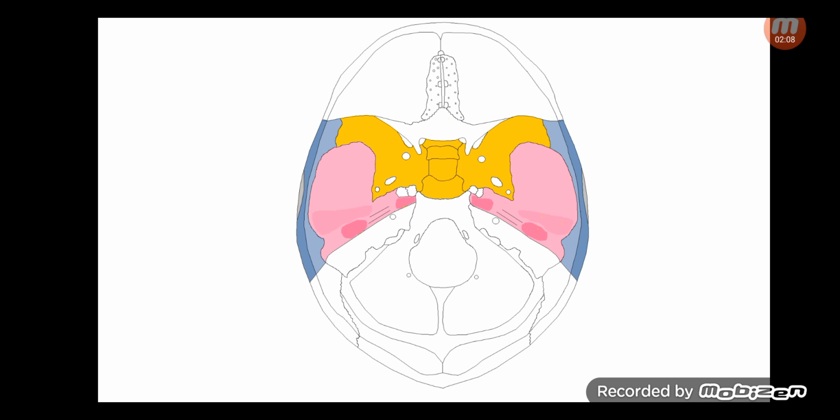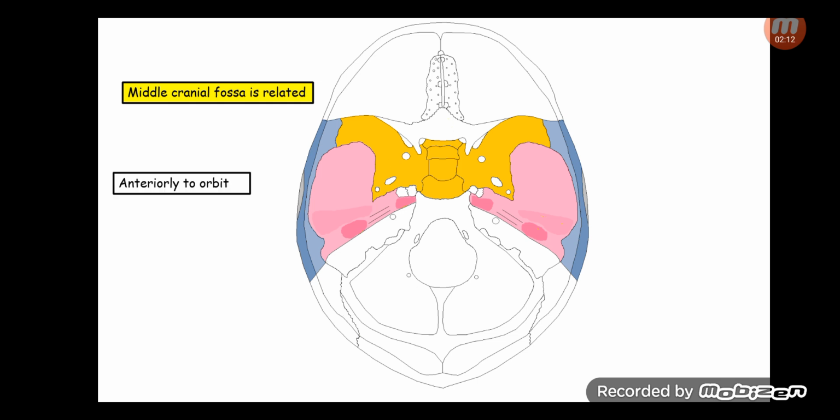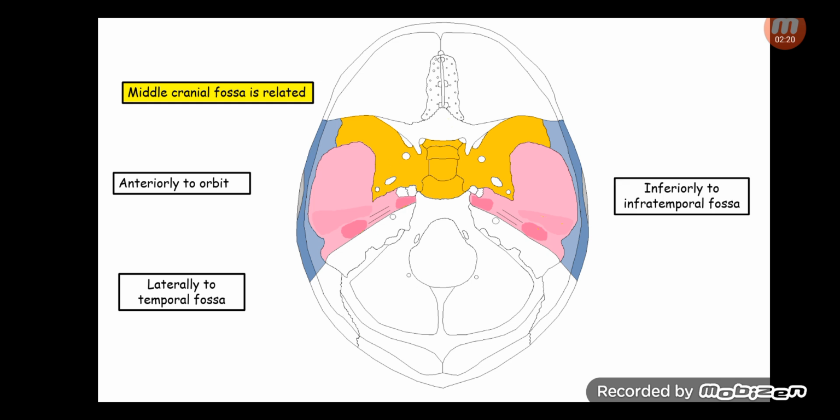Then next, if we talk about the middle cranial fossa, anteriorly it is related to the orbit. Laterally, it is related to the temporal fossa through the foramen, and inferiorly it is related to the infratemporal fossa also through the foramen. Now we will talk about the boundaries of the middle cranial fossa.